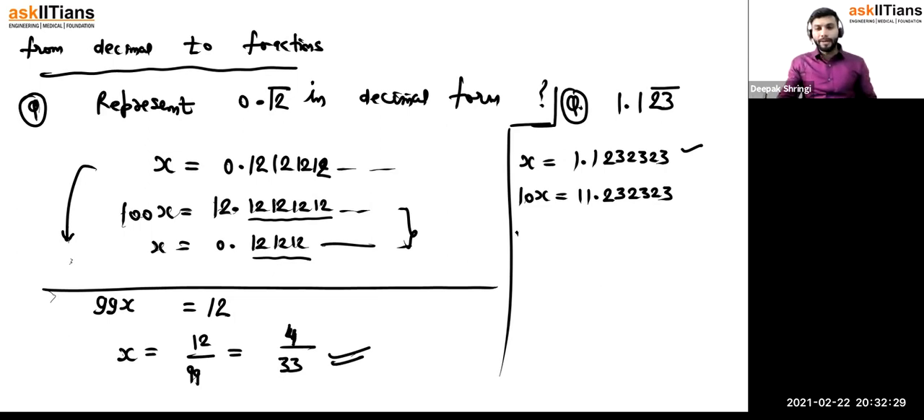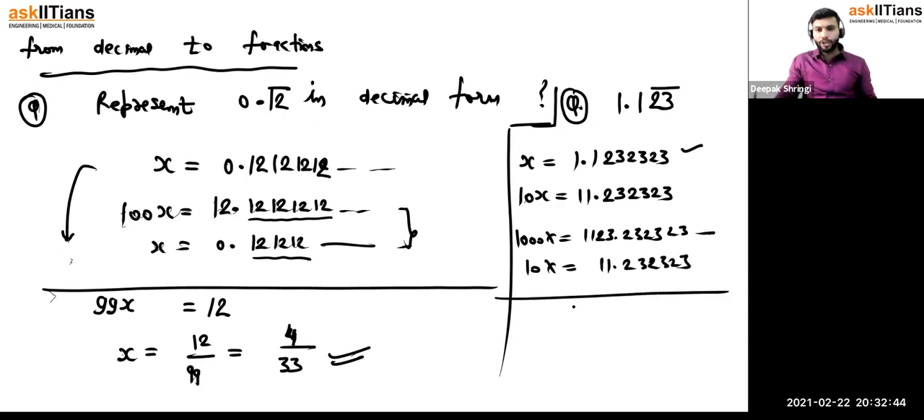So if I multiply 10x by 100, I'll get 1000x. Here I get 1123.232323 and so on, right? Then I'm going to write the other one over here and subtract it. So it would be 11.232323. When you subtract, what will you get? 990x equals 1112, right? Because after the decimal they are the same thing, they'll get cancelled out. Fine. So your x would be 1112 by 990.